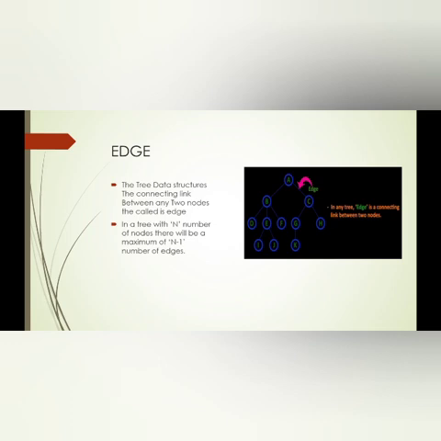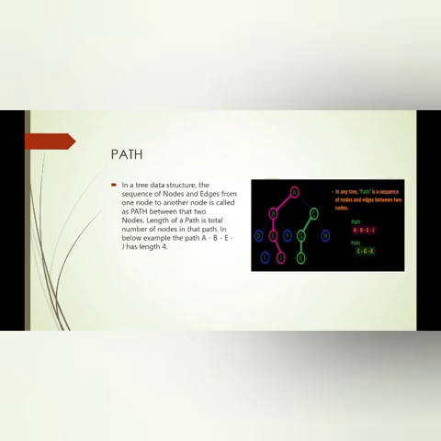Edge. In tree data structures, the connecting link between any two nodes is called an edge. In a tree with n number of nodes, there will be a maximum of n-1 edges. Path. In a tree data structure, the sequence of nodes and edges from one node to another node is called a path. Between two nodes, the length of a path is the total number of nodes in the path. In the example below, the path A, B, E, and J has length 4.